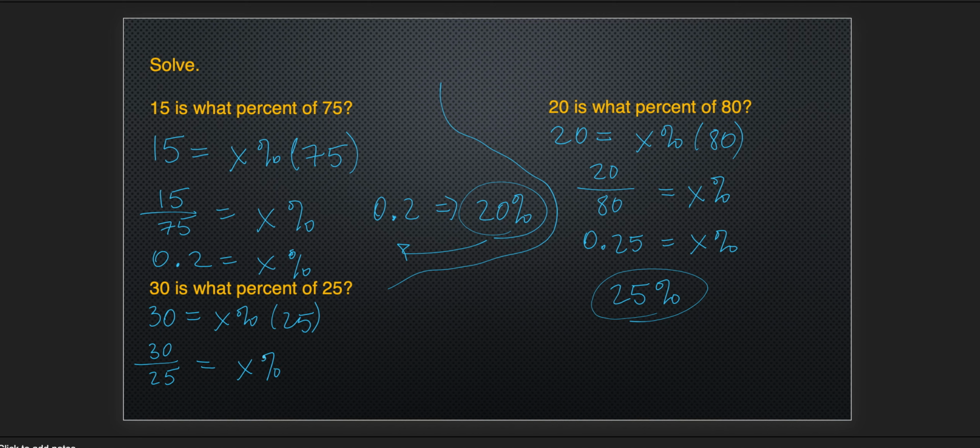So when you divide out 30 divided by 25, it is 1.2. So I need to convert 1.2 to a percent by moving that decimal 2 places to the right. So that's 100. Well, I messed it up. So that's 120%.